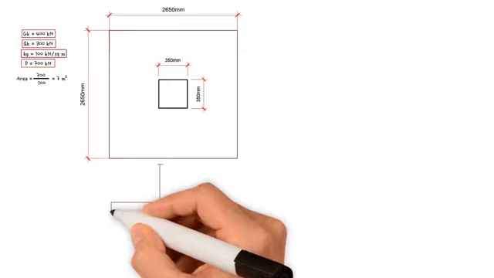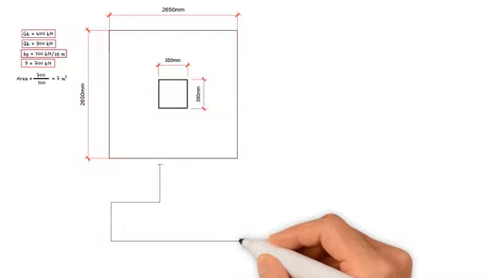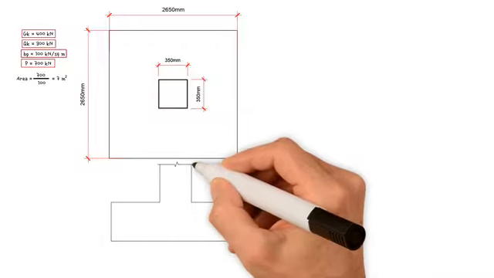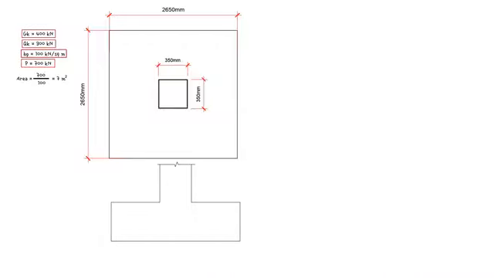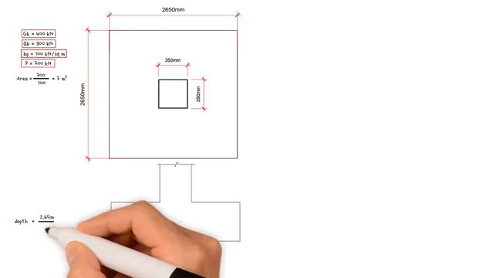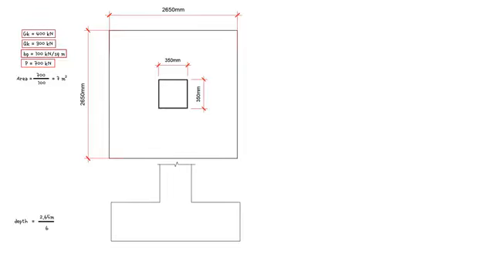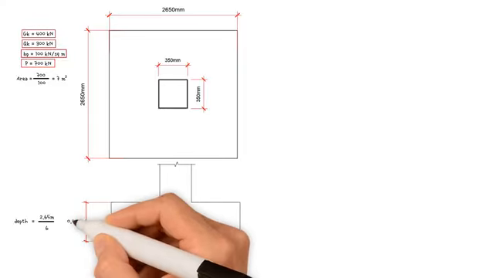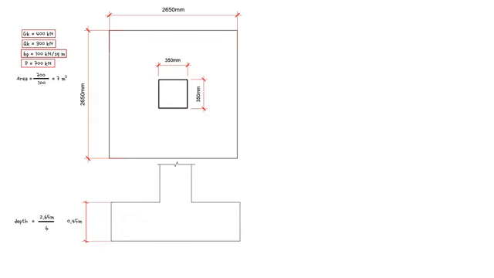The overall pad thickness is typically 1/6 of the maximum planned dimension, but not less than 300 millimeters. The pad's depth is equal to 2.65 meters divided by 6. This gives us a value of 0.45 meters. Therefore, we'll use a 2.65 meter square and 0.45 meters deep pad foundation. We now need to figure out the reinforcement.